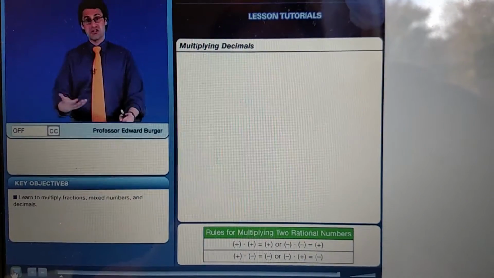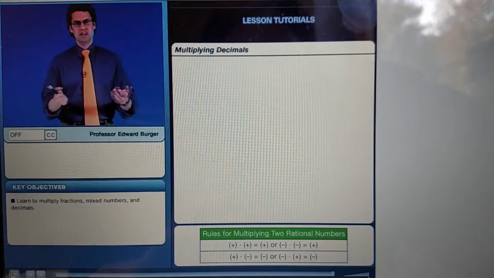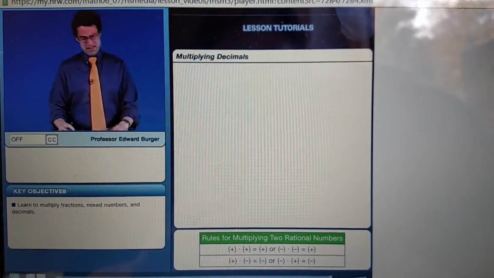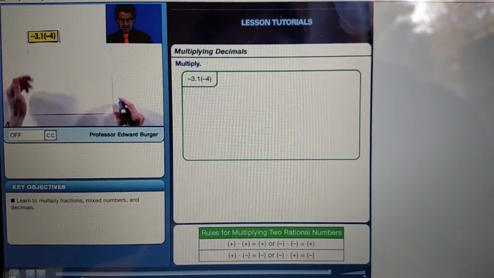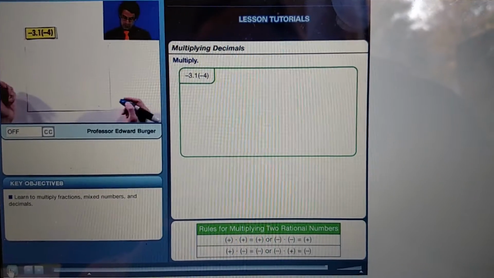You know, if the rational numbers are given to us in decimal form, then we can just multiply the numbers together as we normally multiply any numbers together that we're used to seeing from our past. Let's take a look at an example. Let's multiply negative 3.1 by negative 4.